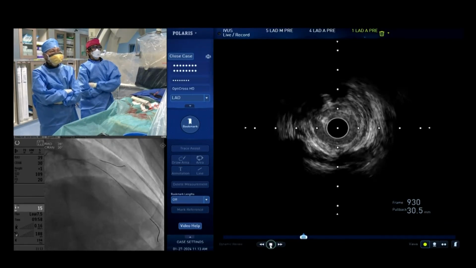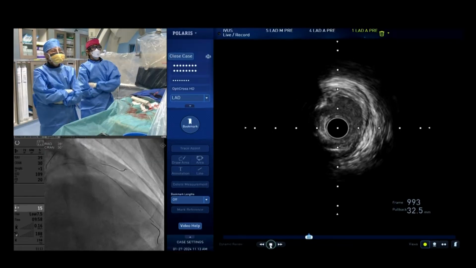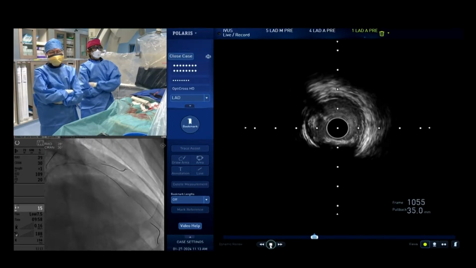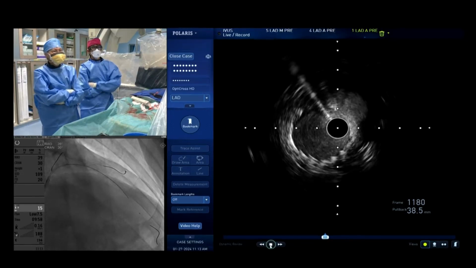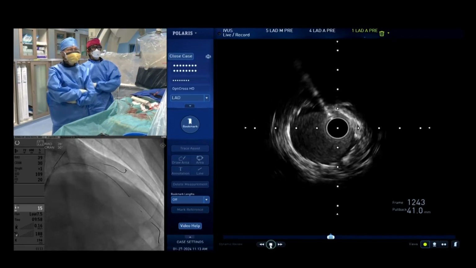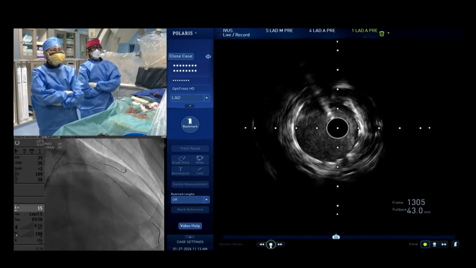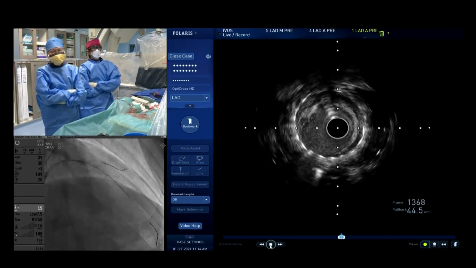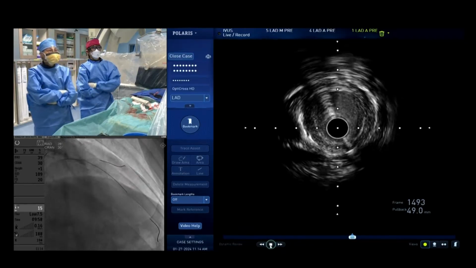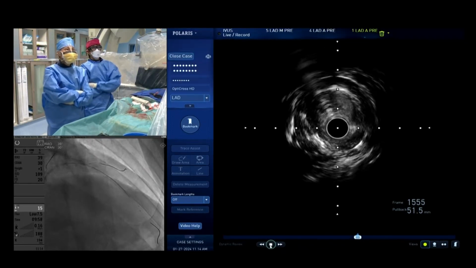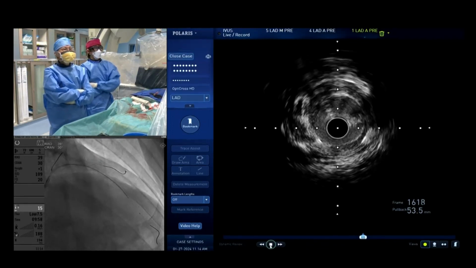I think the other IVUS system that has co-registration is the Philips IVUS co-reg. Yeah, but it's only at 20 megahertz, so the imaging is not as clear as what we can see on the other 60 megahertz IVUS. Alan, do you have a comment? Yes, nowadays we have so many brands of IVUS, but not all have co-registration.